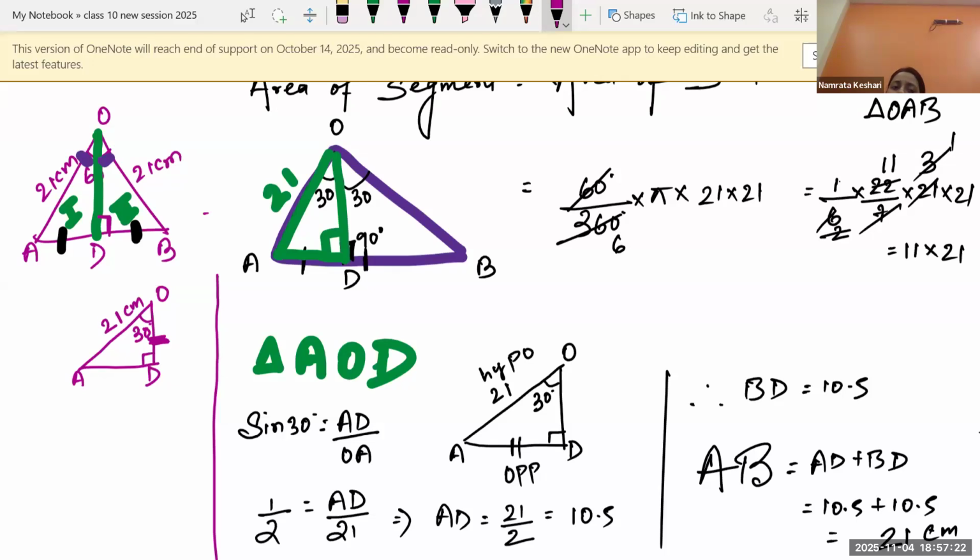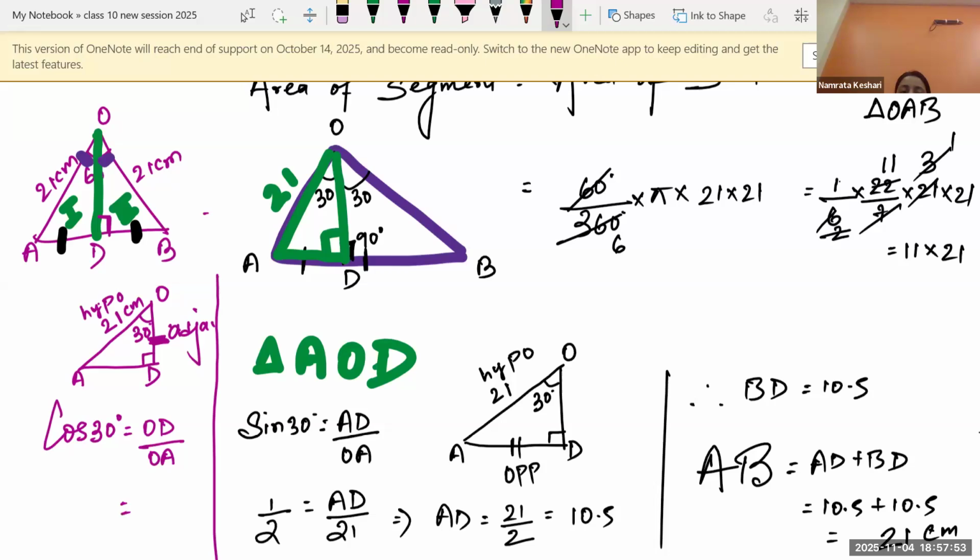With reference to this 30 degree, of course, this 21 centimeter OA is the hypotenuse. Okay, opposite is AD and the adjacent side is OD. This is adjacent side. Okay, so we want to use adjacent side and hypotenuse. Cos theta we will use, right? Yes. Cos theta is equals to adjacent over hypotenuse.